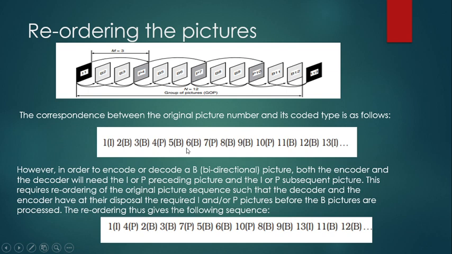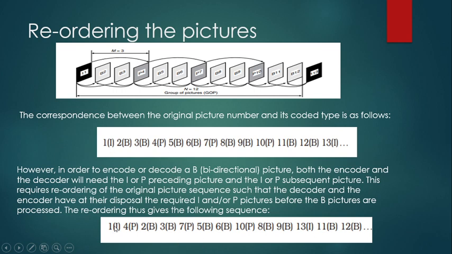So if we are having such a sequence, sometimes it becomes necessary to reorder these frame pictures. That is, in order to encode a bidirectional picture, both the encoder and decoder will need the I or P preceding picture and the I or P subsequent picture. So this requires reordering of the original picture sequence. So what we are going to do is take this sequence and reorder it.